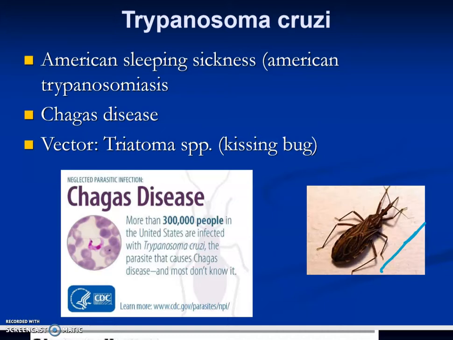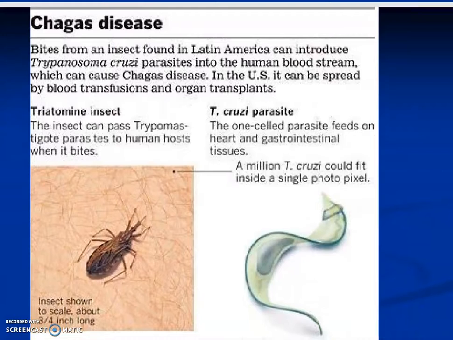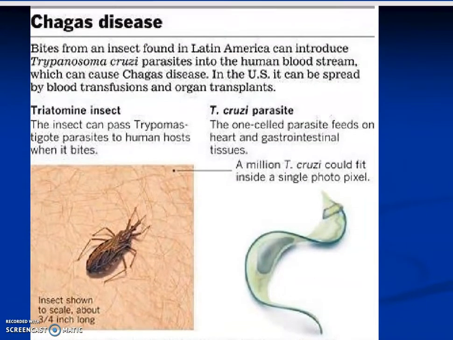And people that are being kissed by this bug and then have the poop on their lips too end up rubbing the poop from the bug into the wound that the bug created when it was biting you, and that's how you get infected. Rather disgusting pathway here, but that's how it works. And here's some statistics about it. More than 300,000 people in the United States are affected with Trypanosoma cruzi, the parasite that causes Chagas disease. That is published by the CDC.